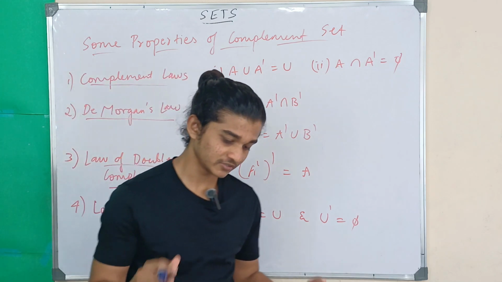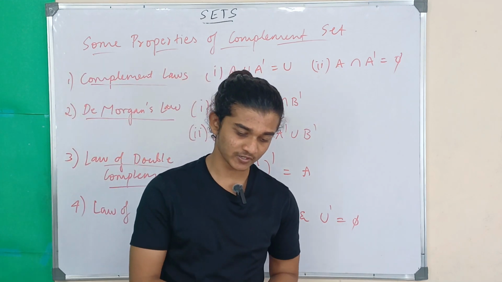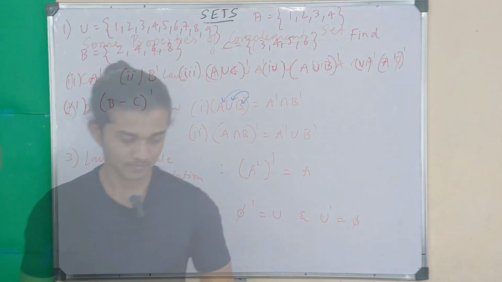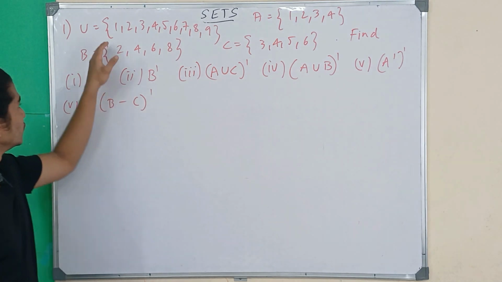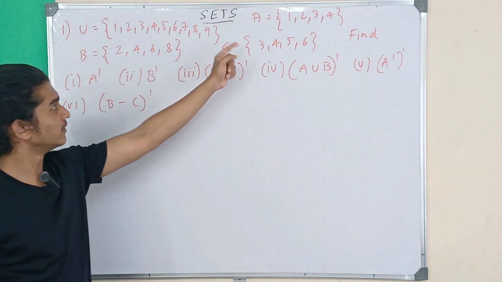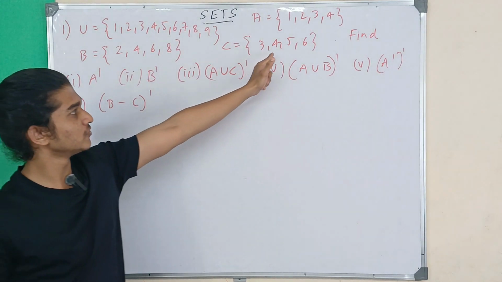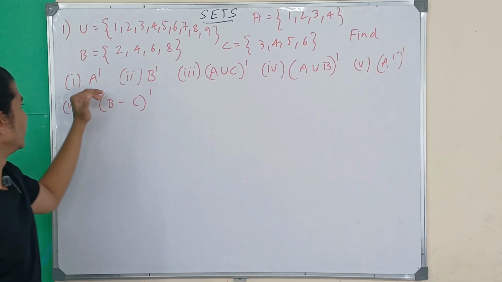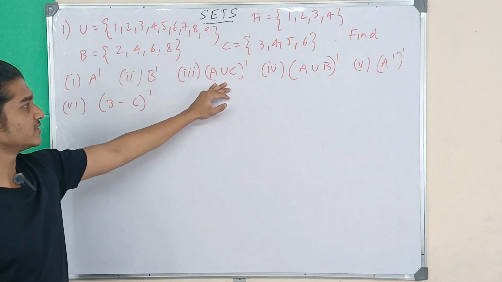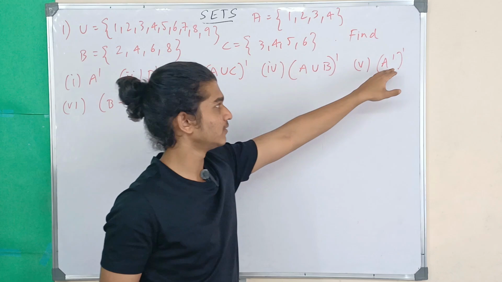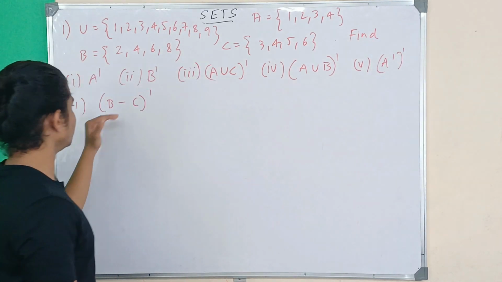Now we're going to discuss the exercise problems, exercise fifth one. I'll write all the questions, so please keep a note of this. The first problem is: universal set equal to 1 2 3 4 5 6 7 8 9, A equal to 1 2 3 4, B equal to 2 4 6 8, C equal to 3 4 5 6. We're supposed to find A complement, B complement, (A union C) whole complement, (A union B) whole complement, (A complement) whole complement, (B minus C) whole complement.